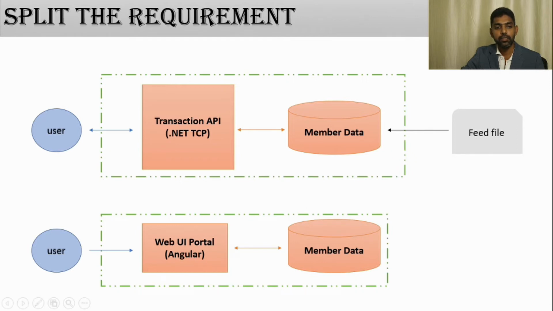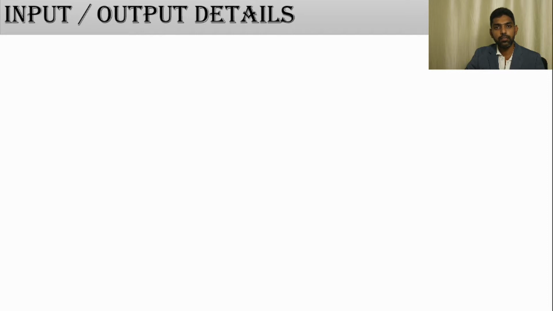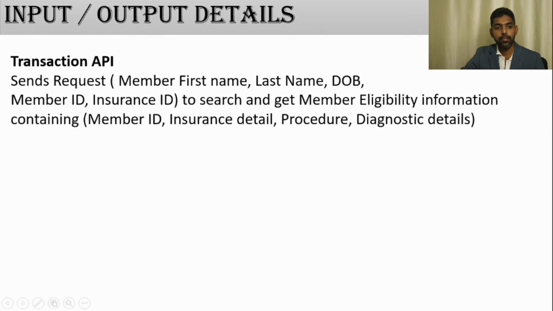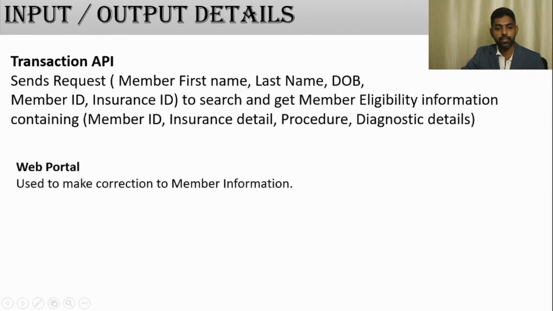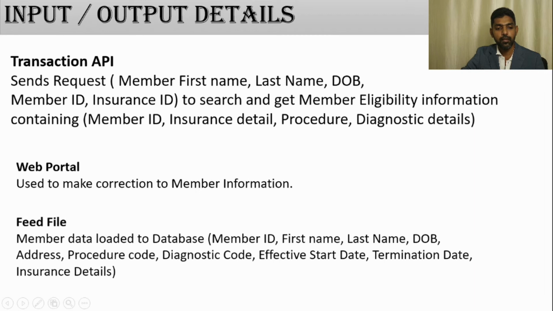Here the user is trying to query the transactions, and the user here is trying to update the member data. Let's try to understand the input and output details of various transactions. The transaction API sends a request, and it has member first name, last name, date of birth, member ID, insurance ID to search for a member eligibility information, and the response contains the member information, insurance, procedure details, and diagnosis details. Then the web portal is basically used to make corrections to the member information, and the feed file contains the member data that is loaded to the database, and it has this set of data.